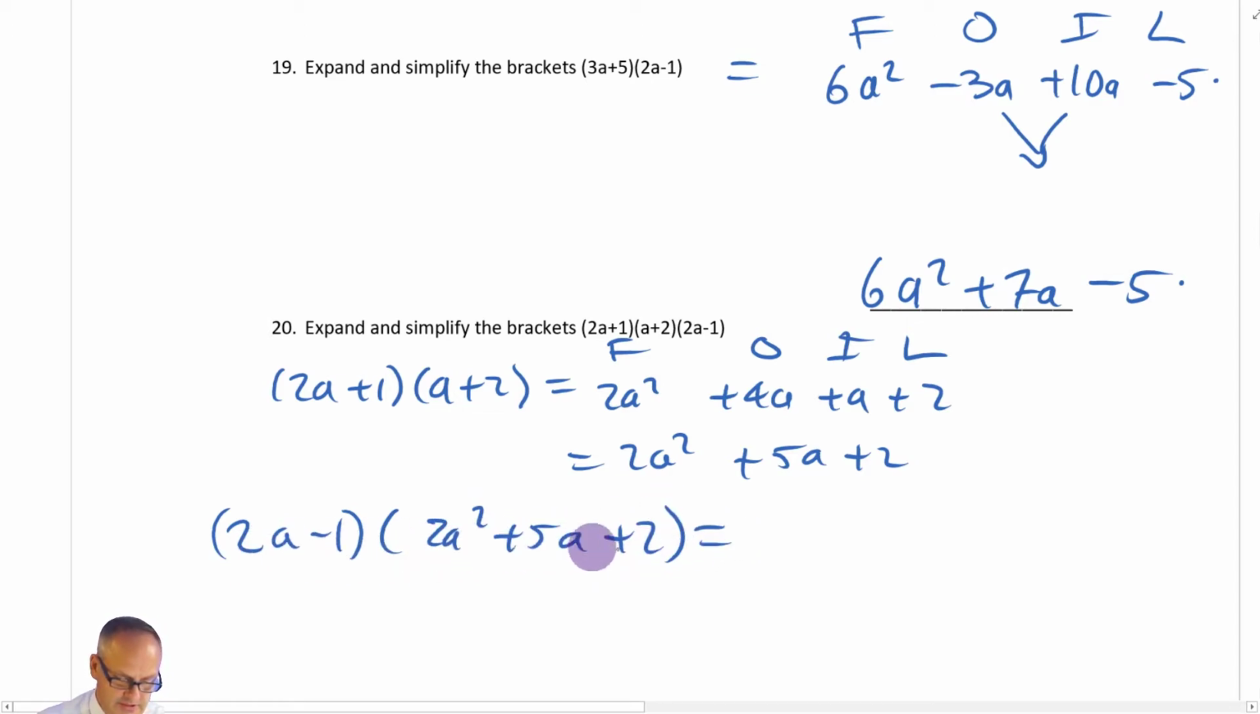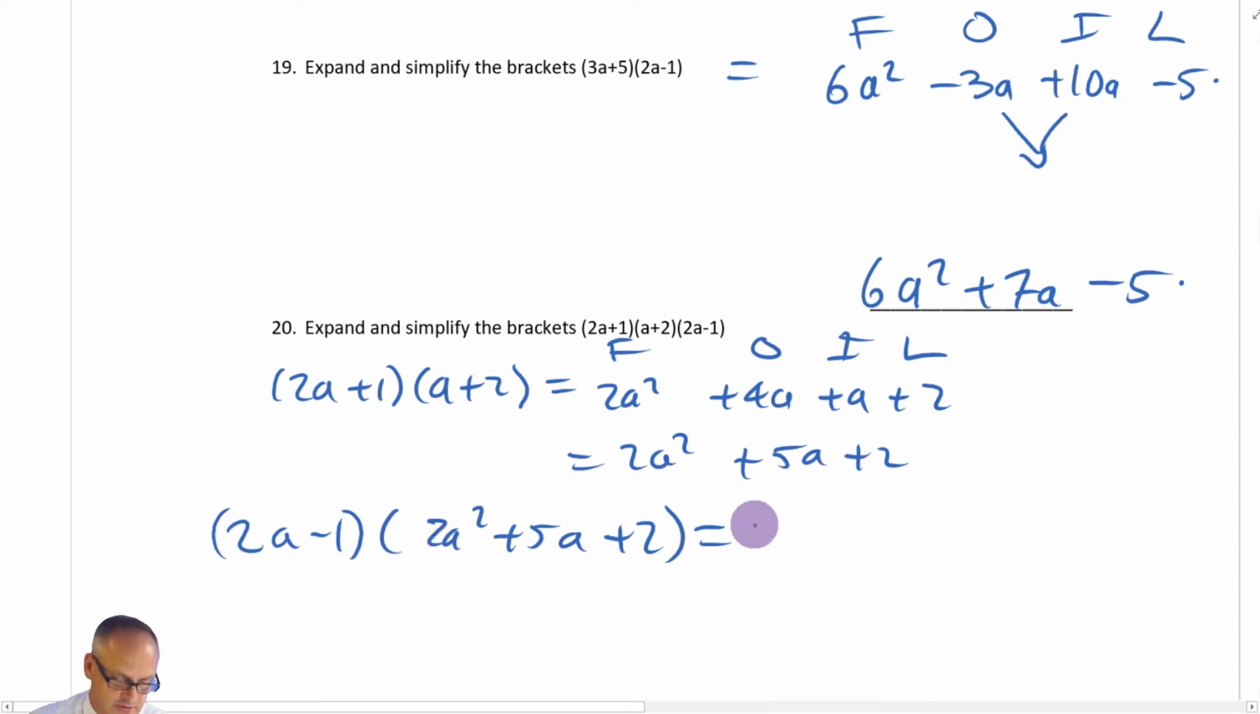When you get to this stage, we can't use FOIL anymore. You can only do it when you've got 2 in one bracket and 2 in the other bracket. Now we've got 3 in this bracket, we need to just times everything in this by the first thing, then times everything by the second thing. That would work for doing this as well, if you want to have a uniform method of doing these things.